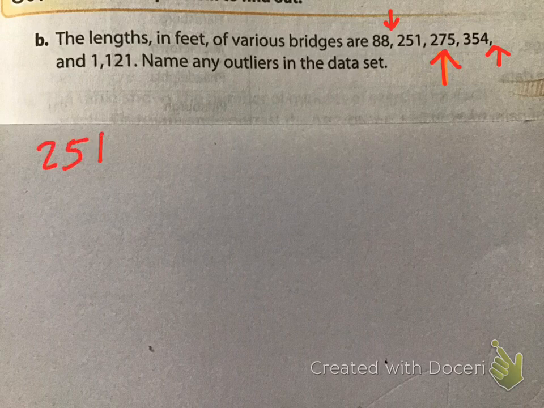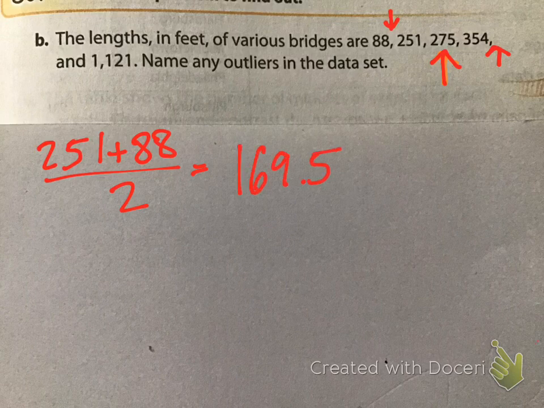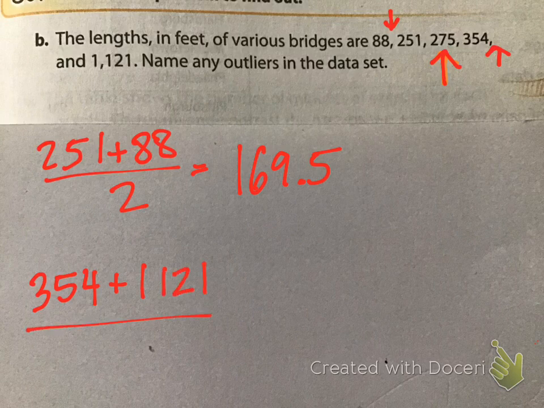So 251 plus 88, divided by 2. When we do this, you can use a calculator. We get 169 and 5/10. It tends to be the case that you're going to get that half when you're putting it between two whole numbers. The other one, we've got 354 plus 1,121 divided by 2. When we add those together, we get 737 and 1/2. Excellent. So this is our Q1.